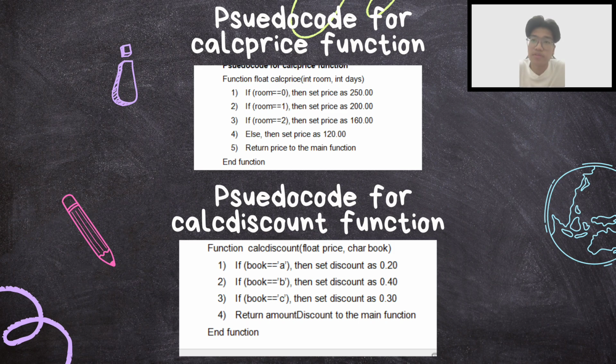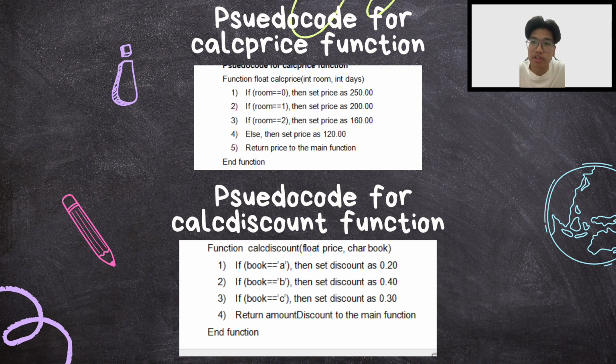Okay, so the pseudocode for the calculate price function. Function float price, which takes int room and int days. First, if room equals 0, then set price as 250. Second, if room equals 1, then set price as 200. Third, if room equals 2, then set price as 160. Else, set price as 120. And the next is return price to the main function.